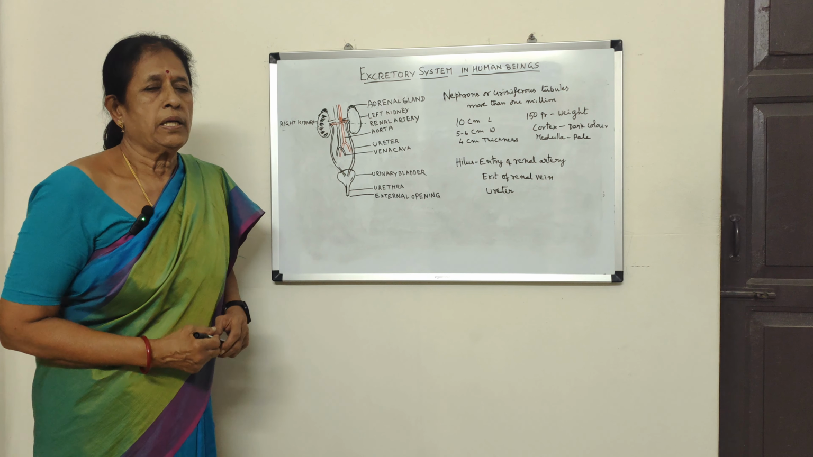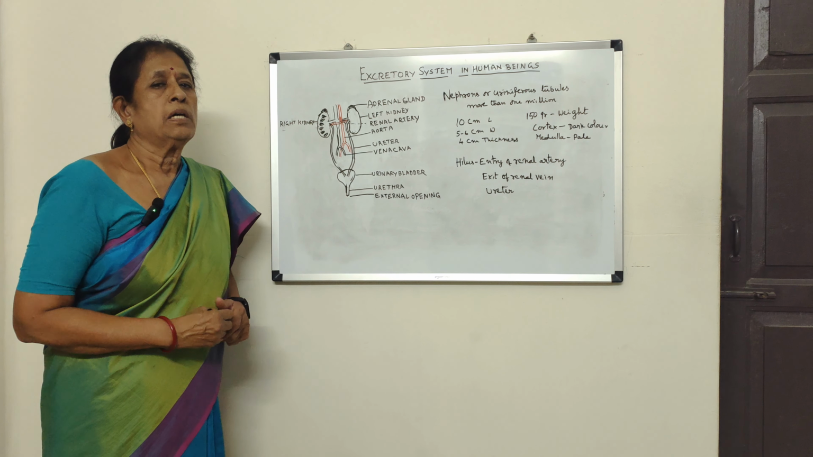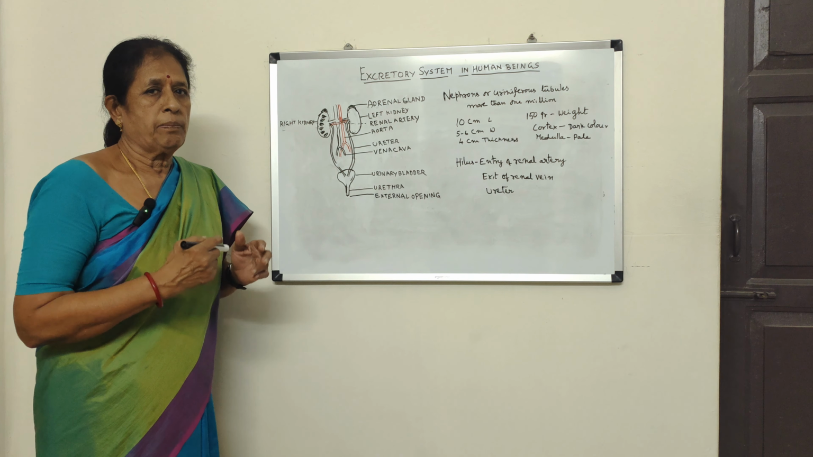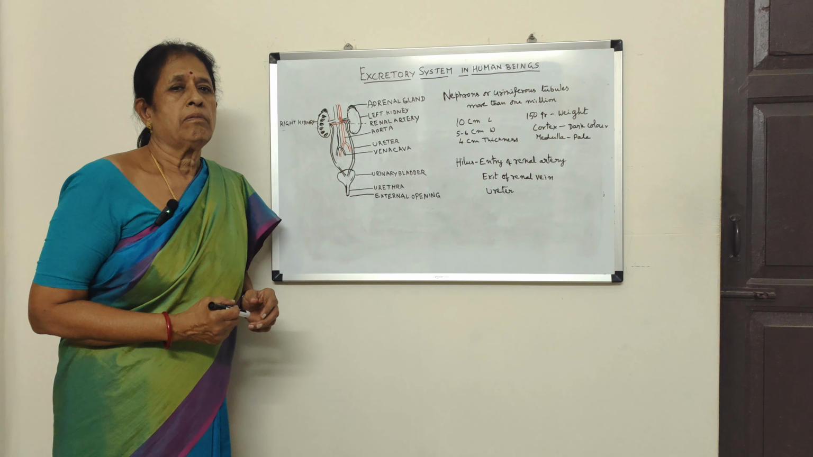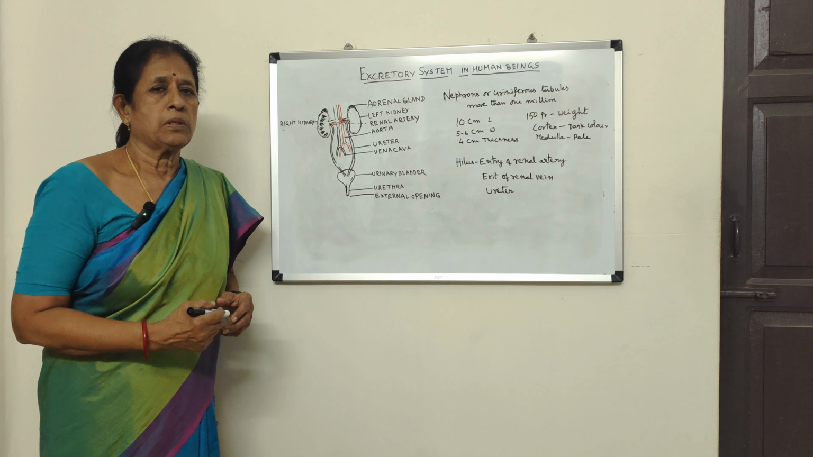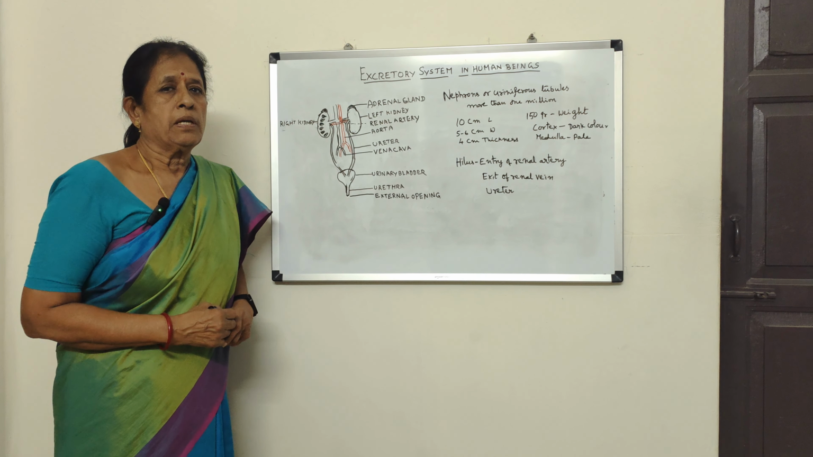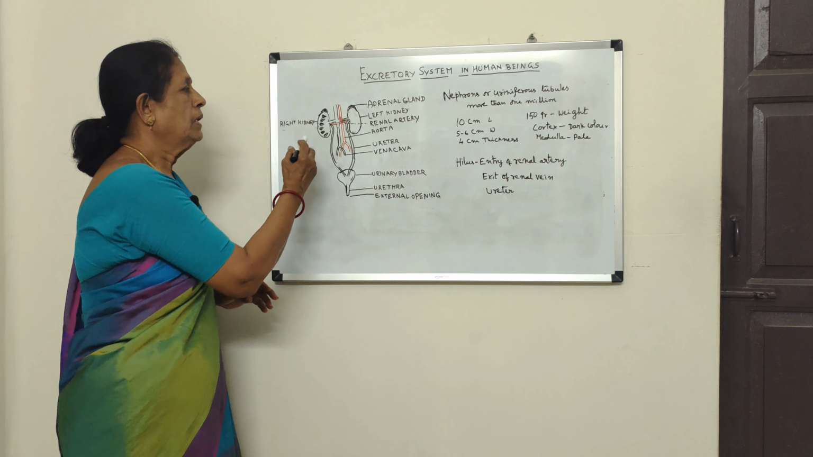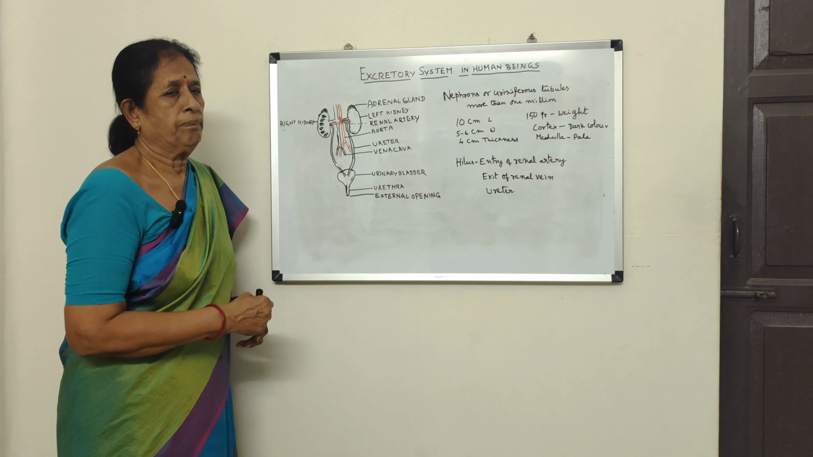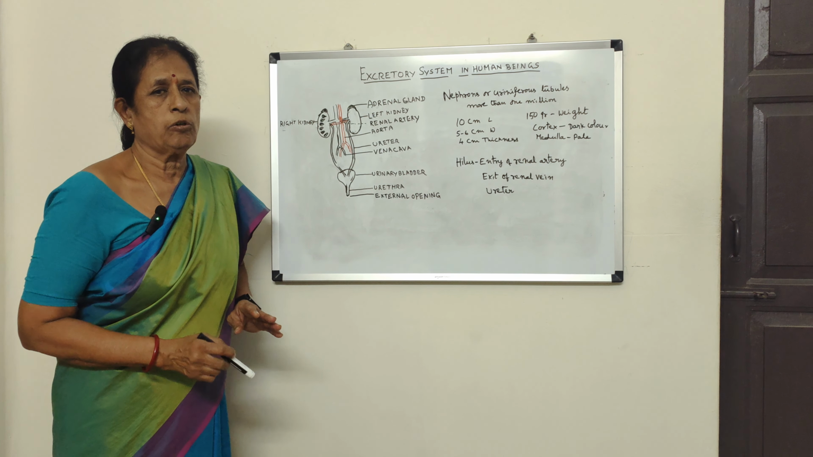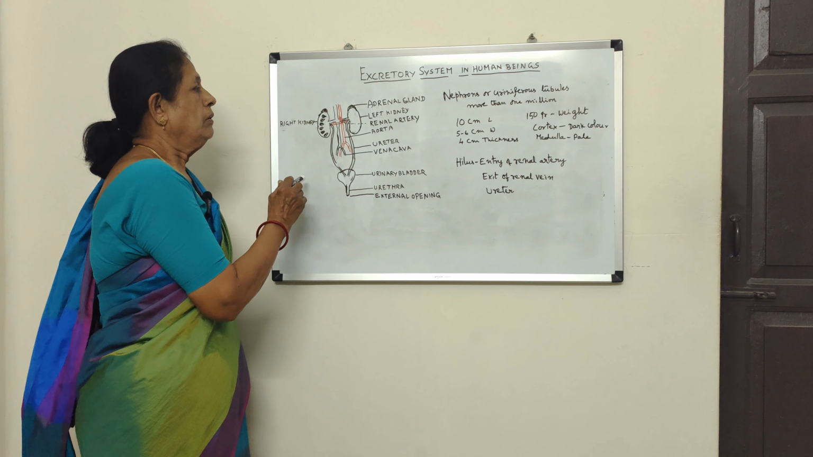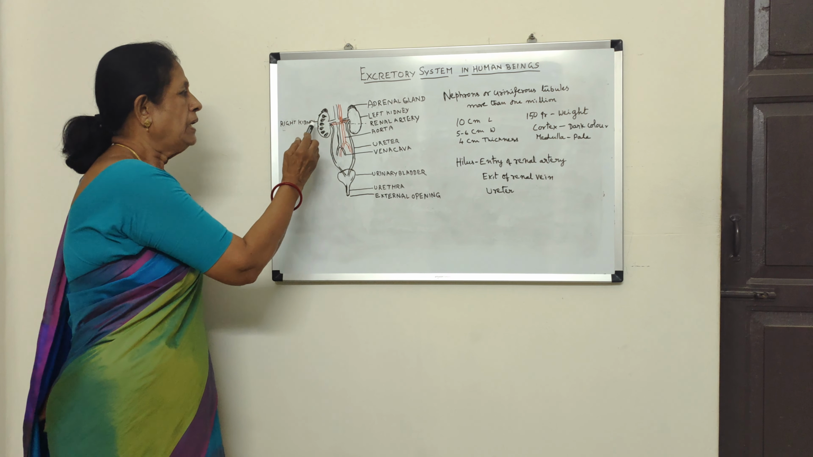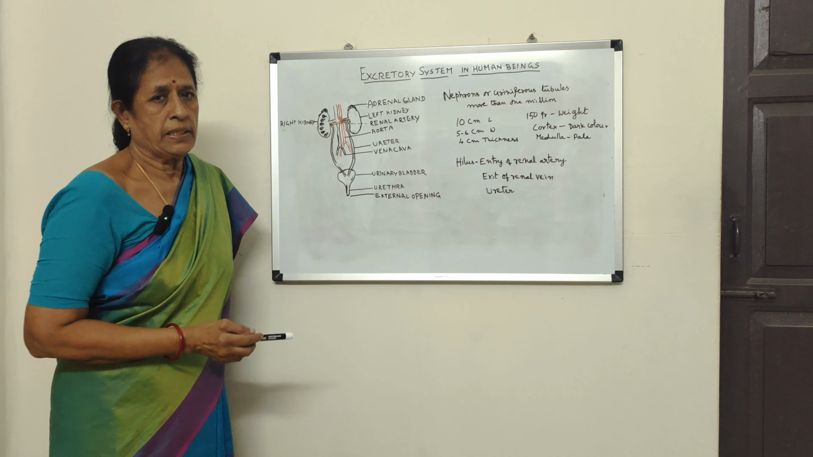In the human body, a pair of kidneys are present in the abdominal cavity. The thoracic cavity is the one where the heart and lungs are present. Below the thoracic cavity, the abdominal cavity is present. In the abdominal cavity, two kidneys are present, one on either side of the vertebral column. And the right kidney is a little bit lower than the left kidney.